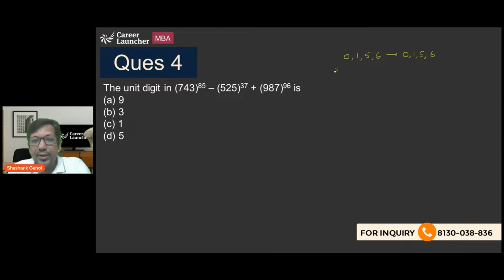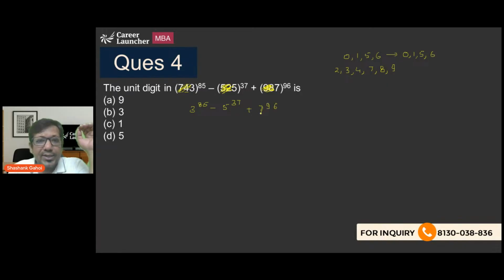Now, in the other case, for example 2, 3, 4, 7, 8, 9, generally people go with the cyclicity thing. The standard cyclicity is 4, right? So divide the power by 4. When we calculate unit digit, the tens place and hundreds place don't make a difference. So whenever you see a question of cyclicity, always cancel out the unit digit and tens place because these are not important. So your question is effectively 3 power 85 minus 5 power 37 plus 7 power 96.